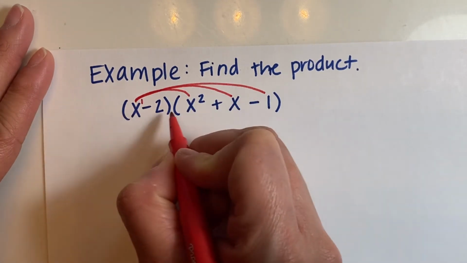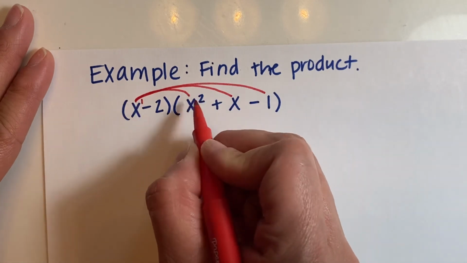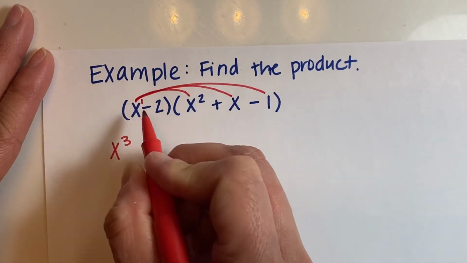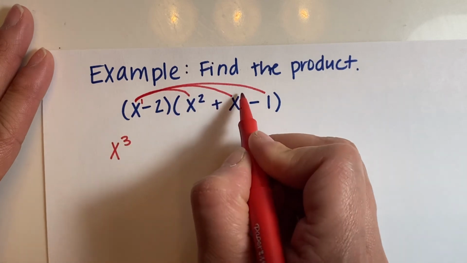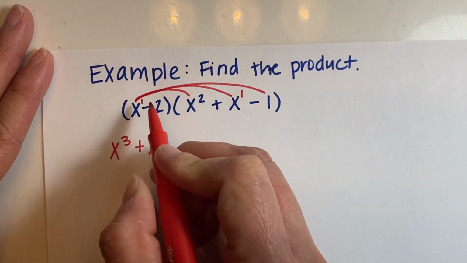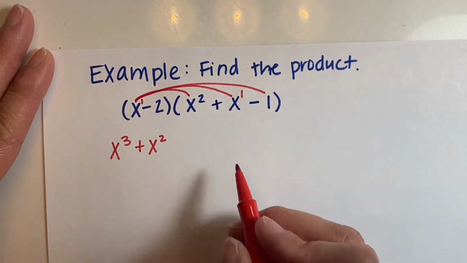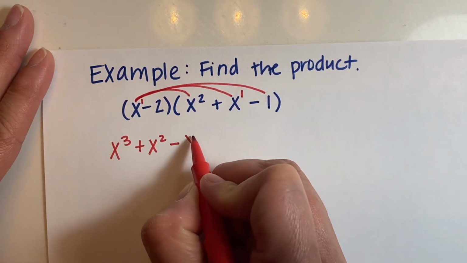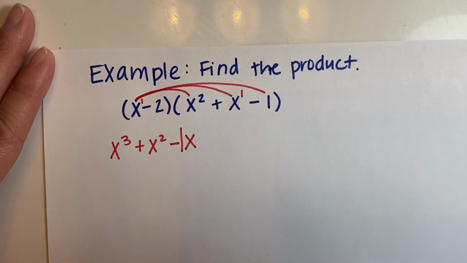So x times x squared. Add the exponents, I get x cubed. X times x. Add the exponents, I get plus x squared. X times -1, I get -1x or -x. You can put that 1.